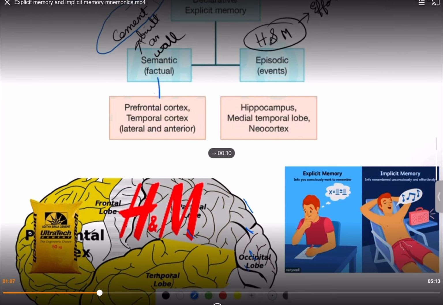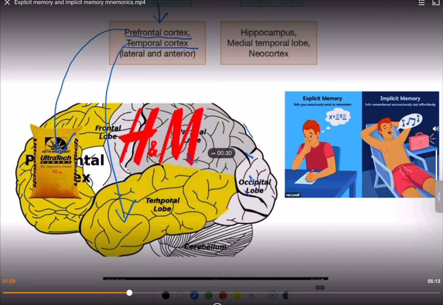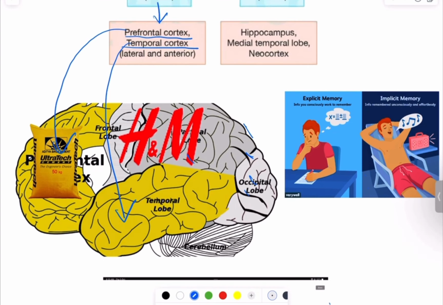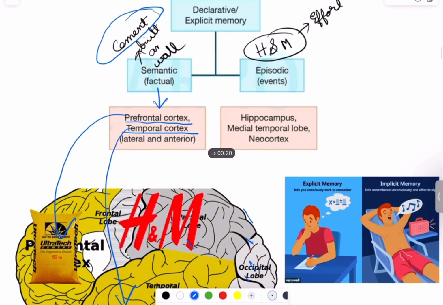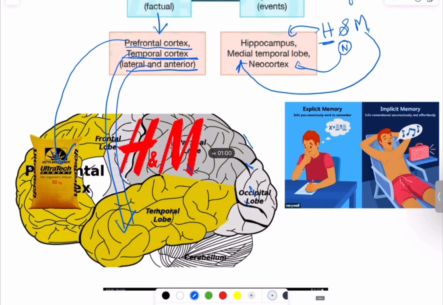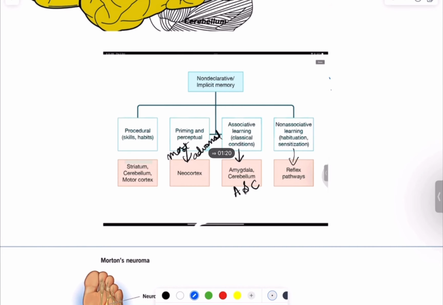From here we will move on to the, see here, this is the prefrontal cortex in the anterior part, temporal cortex in the temporal lobe, by the blue arrow diagram that I have shown here. Now from here we move on to the next part, that is the non-declarative or implicit memory. There are four types: procedural, priming and perceptual, associative learning, non-associative learning.